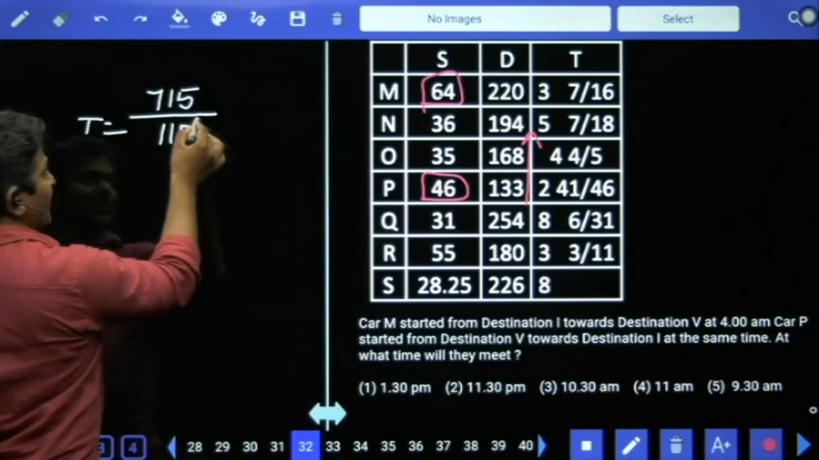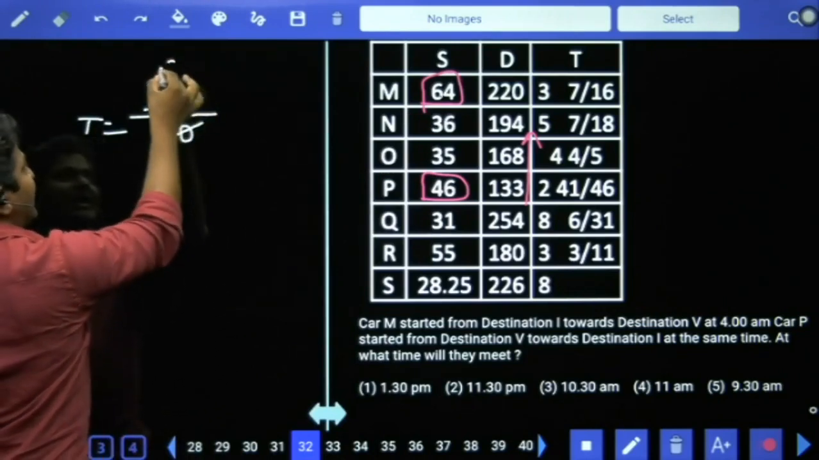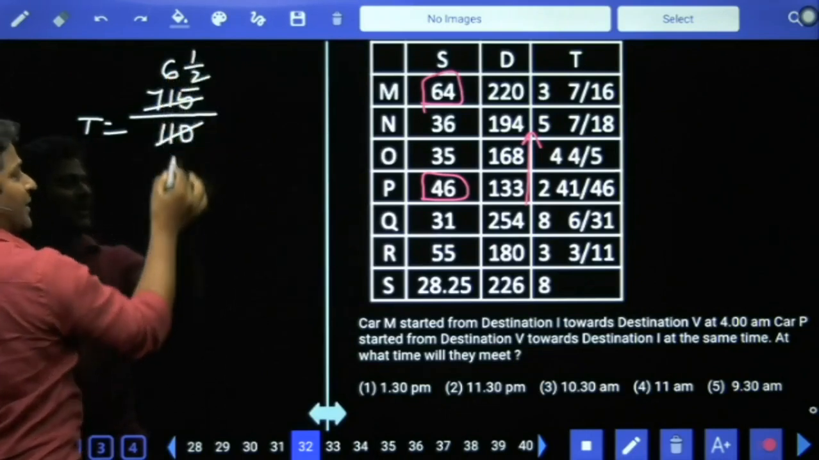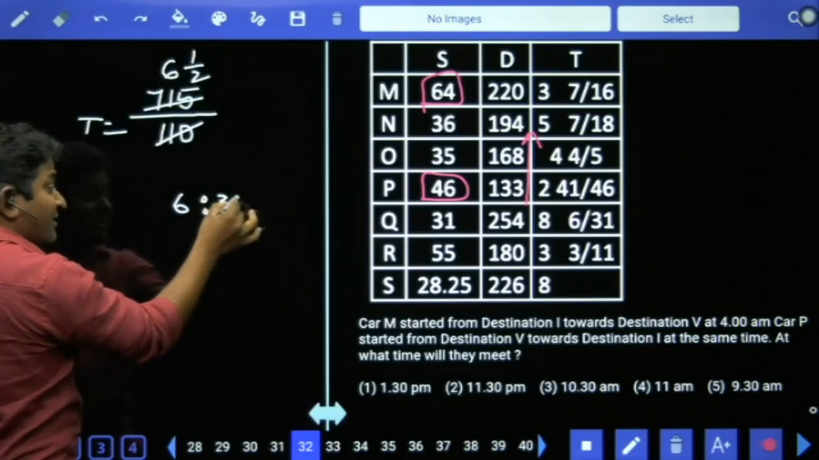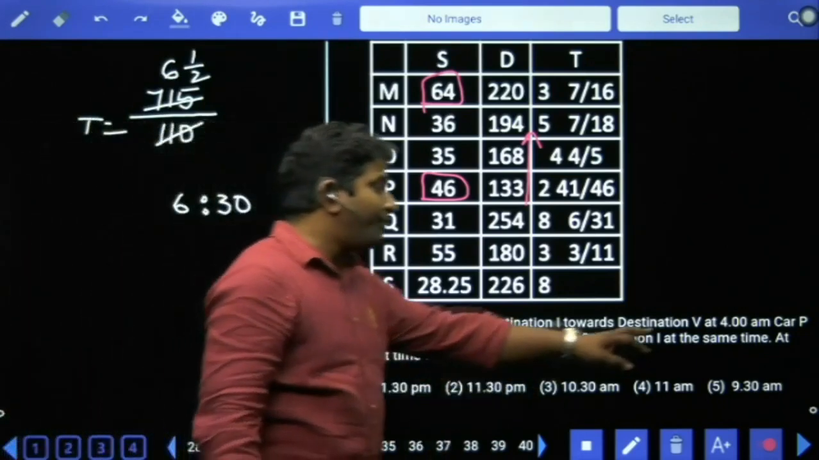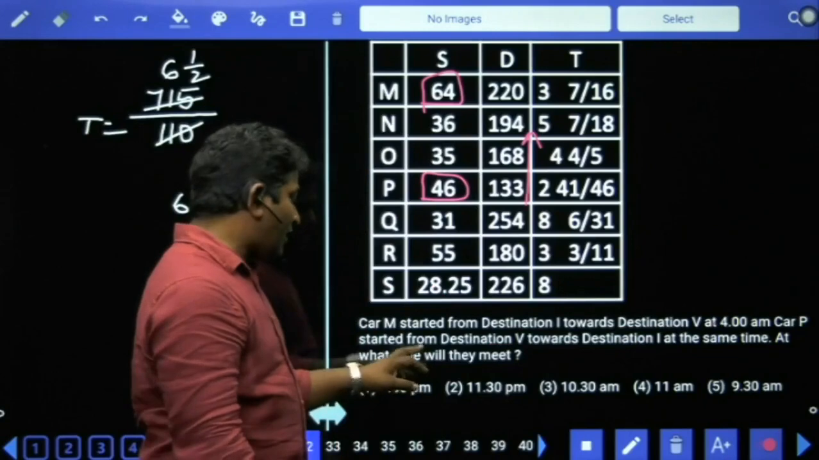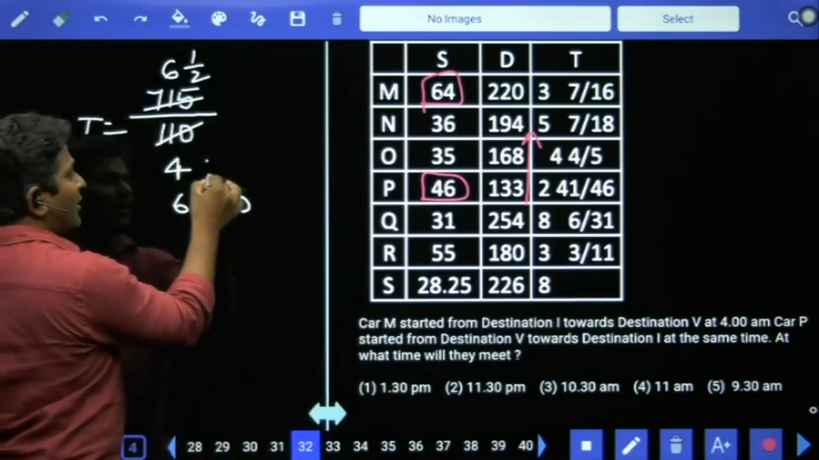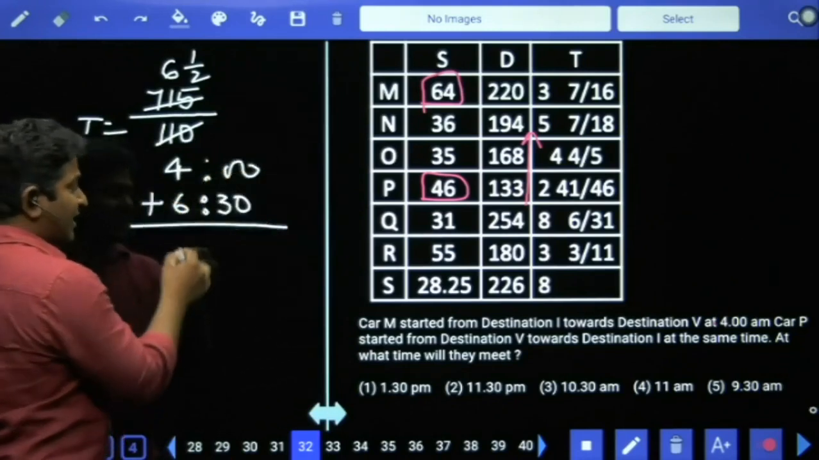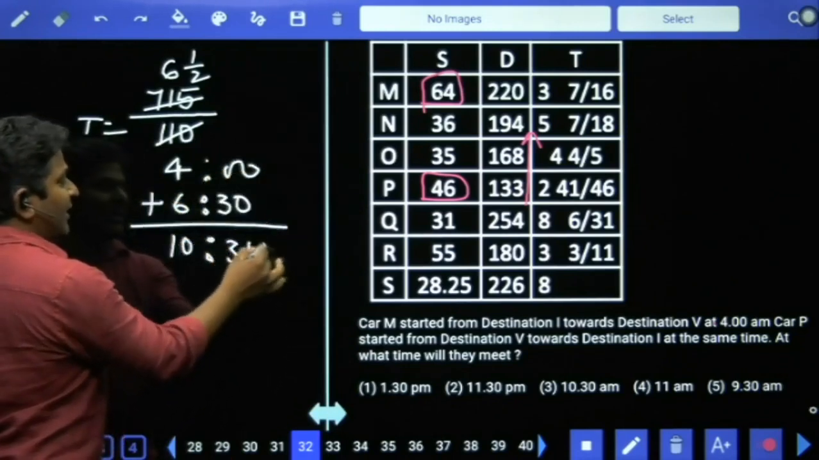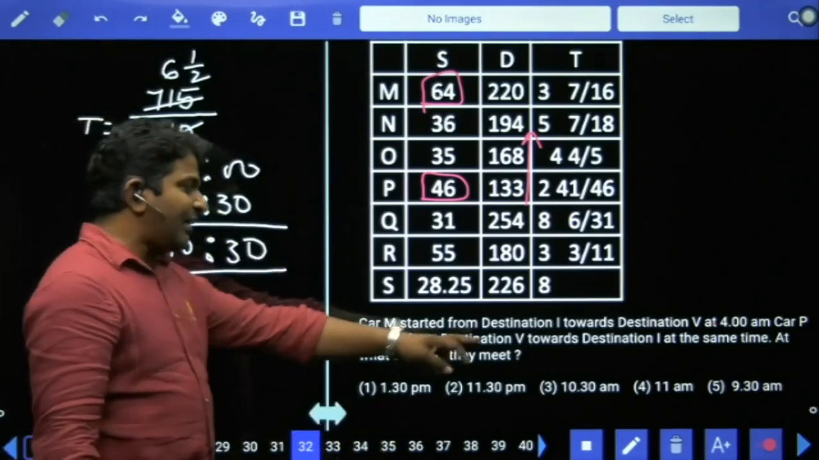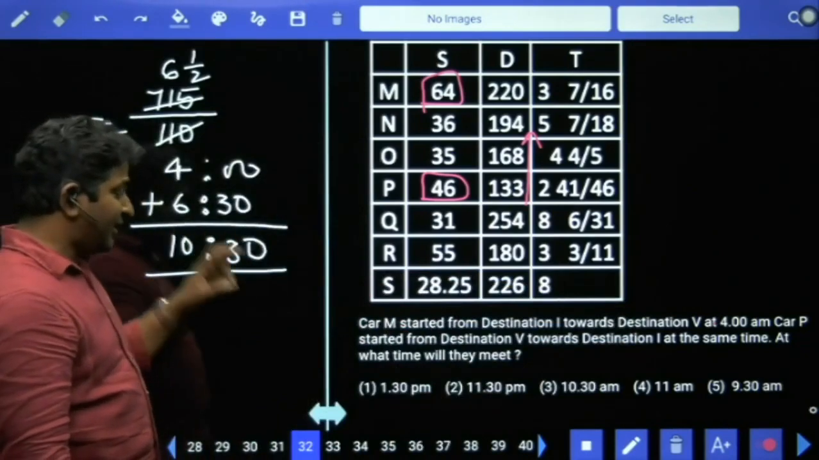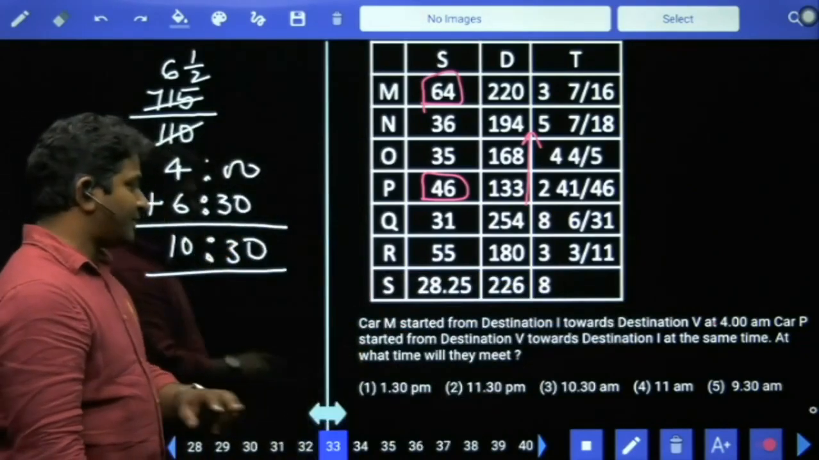So that is 110, exactly 6 times 660, 55 we have. 55 by 110, in the sense, half. So it is taking 6 hours 30 minutes. From what time? From 4 o'clock. M started at 4 o'clock and P also started at the same time. So from 4 o'clock, if it is taking 6 hours 30 minutes, the time would be 10:30 a.m., because that is 4 a.m. plus 6 hours 30 minutes, 10:30 a.m. Our answer is third option.